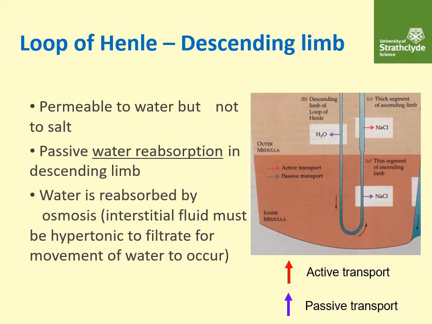Therefore the interstitial fluid must be hypertonic to the filtrate to allow the water to move. That's just saying that the water is moving by osmosis, and that water is then recaptured by the peritubular capillaries, so that the concentration gradients associated with water being pulled out of the descending loop of Henle are maintained.